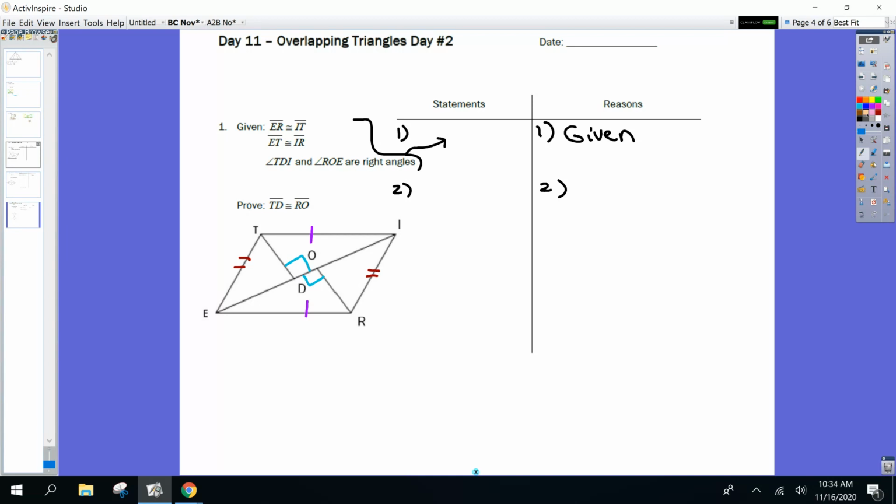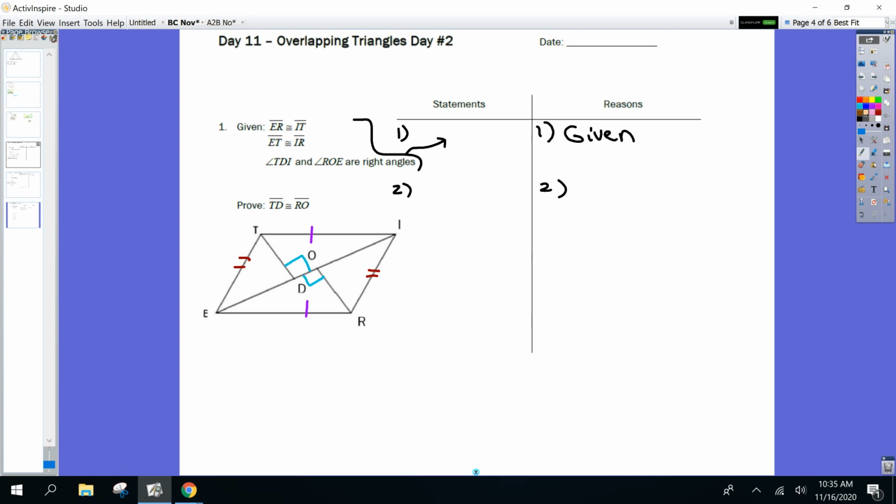TD congruent to RO. I'm hoping at this point in the unit, since this is the second to last day of the unit, we understand that if you're going to prove 2 sides congruent, I need to prove triangles congruent first. I know at the end this is going to be CPCTC, don't I? I just got to prove triangles first. So as a class, we need to make a decision. What 2 triangles should I prove congruent that have TD and RO as sides? And you actually have some choices here, but I want to make the same decision as a class.